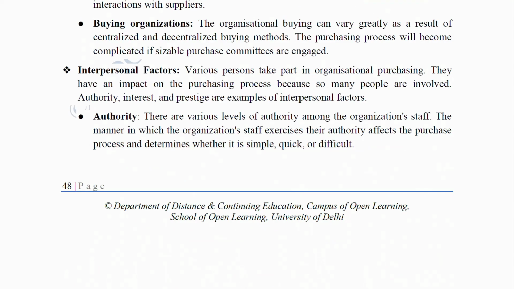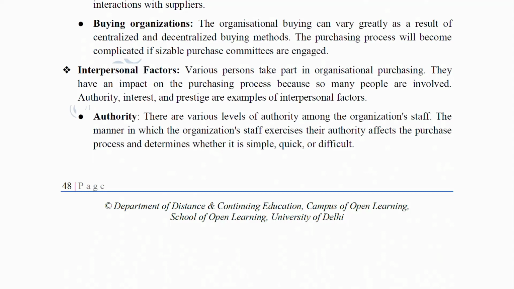Interpersonal factors: various persons take part in organizational purchasing. They have an impact on the purchasing process because so many people are involved. Authority, interest, and prestige are examples of interpersonal factors. Authority: there are various levels of authority among the organization's staff.